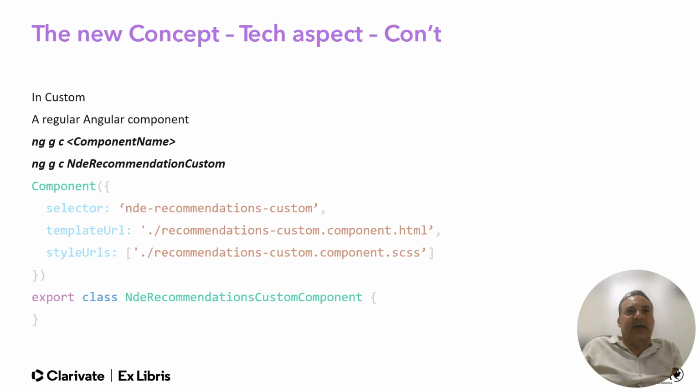And on the opposite side, in the custom component, a regular Angular component, using Angular schematics you can create a component: G for generate, C for component, and the component name. This is an example, ng g c NDE recommendation custom. And this is what you will end up with.